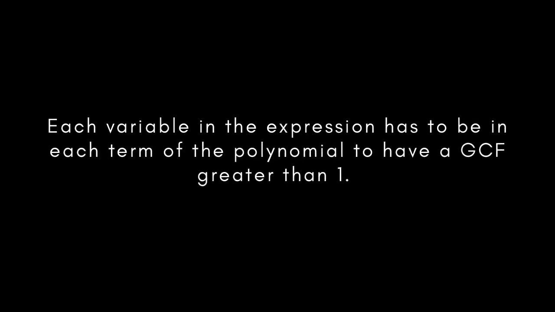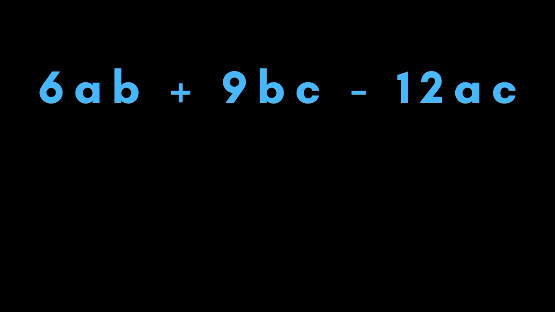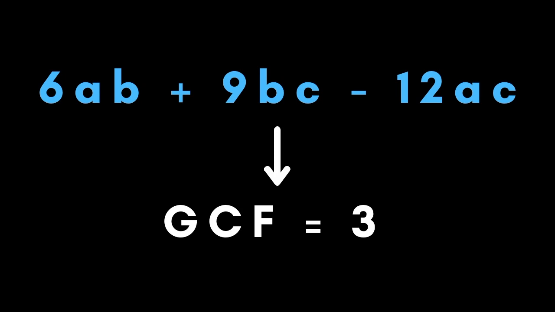In other words, each variable in the expression has to be in each term of the polynomial to have a GCF. Because the variable b isn't in the third term, and the variable c isn't in the first term, there is a GCF of 1 for both of them. Therefore, the GCF of the overall expression is simply 3 times 1 times 1 times 1, or just 3.